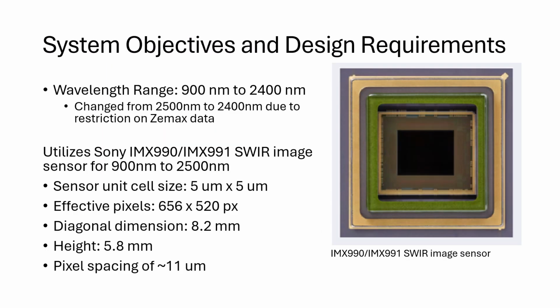sample. A sensor was selected to span the range of these spectral peaks, from 900 nanometers to 2400 nanometers. For this design, the Sony IMX990 short-wave infrared image sensor was chosen. The important features for this design were its sensor unit cell size of 5 microns by 5 microns, its height of 5.8 millimeters, and its pixel spacing of 11 microns, which determine the maximum possible resolution capable using this sensor.